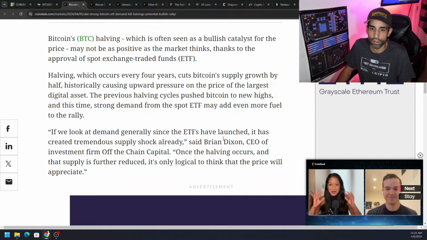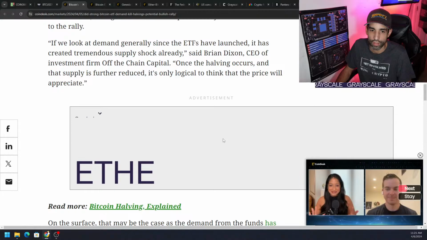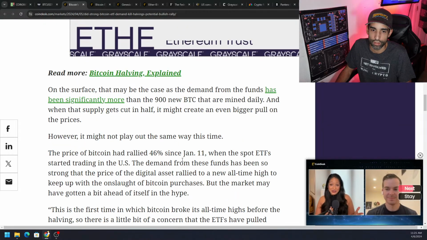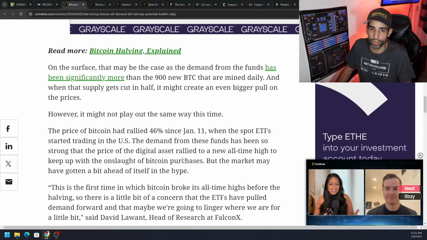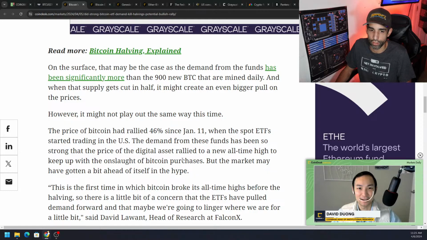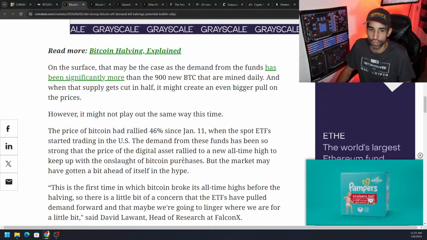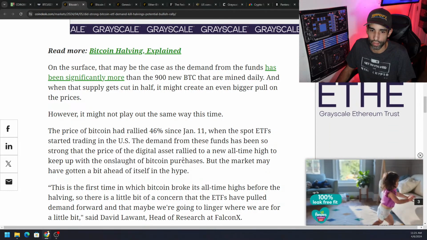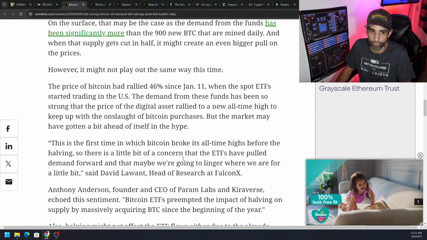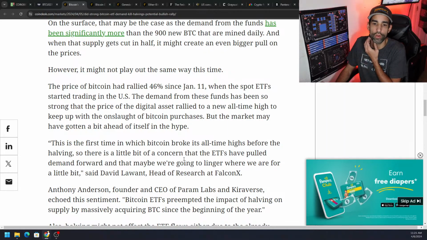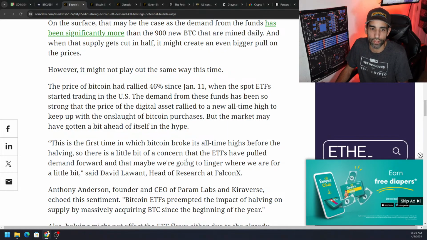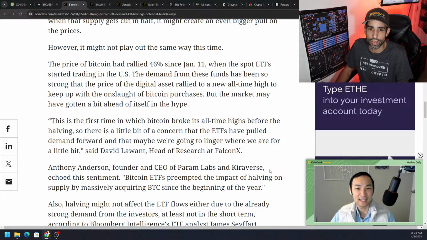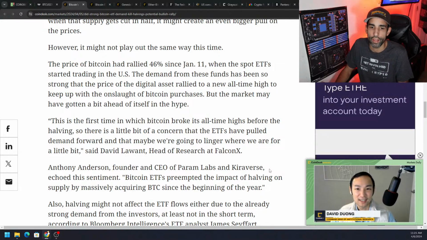Because unlike the other halvings of the past, we are not doing what Bitcoin would normally do. This is something completely new. This is uncharted territory. Nobody knows what Bitcoin is going to do next or how it could go next, and so on and so forth. This is the first time in which Bitcoin broke its all-time highs before the halving. So there's a little bit of concern that the ETFs have pulled demand forward and that maybe we're going to linger where we are for a bit.